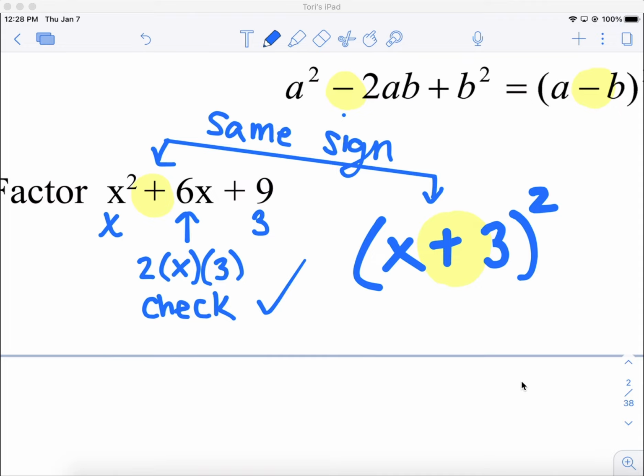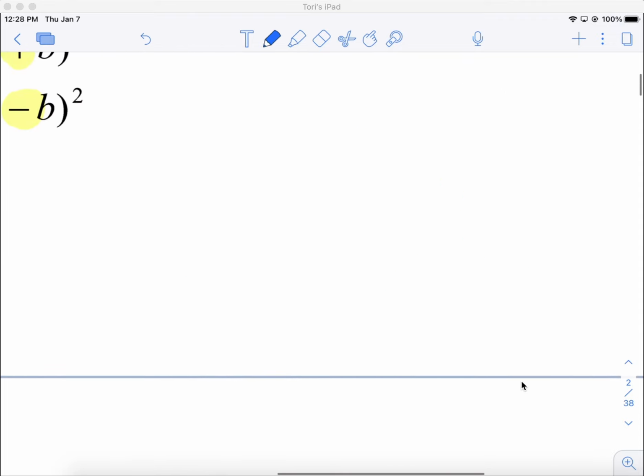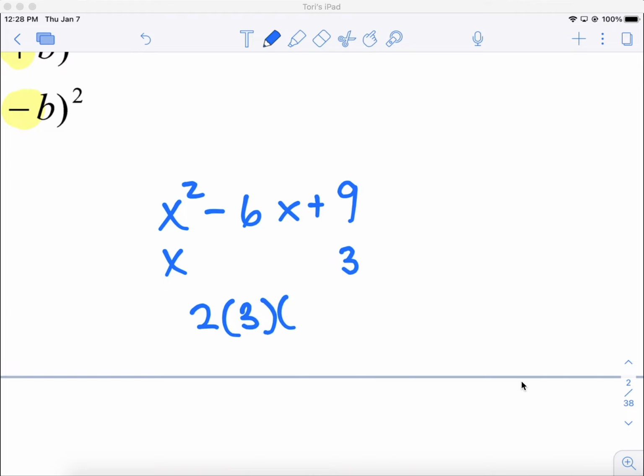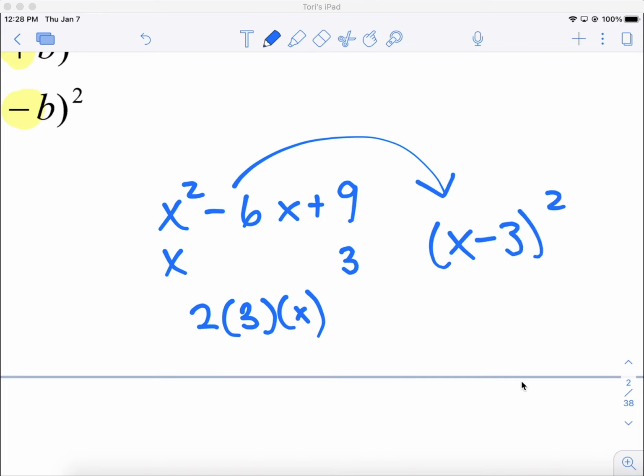So counter example, you don't have to write this down, but let's say I had something like x squared plus 10x plus 9. This is still x, this is still 3, but this is not double of their product. I gave you something different. If I had made it this, I still have x, I still have 3. I see that it is still double the product of 2 and 3 and x. However, my sign would have to be a negative. So this one would be written as x minus 3, quantity squared. If you want to write that down, you can.